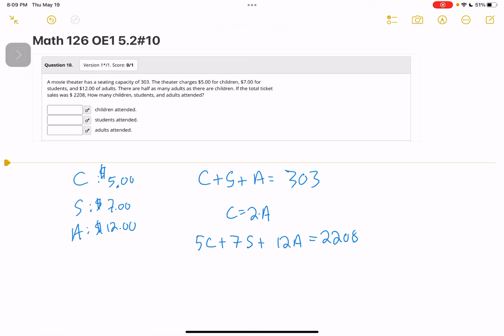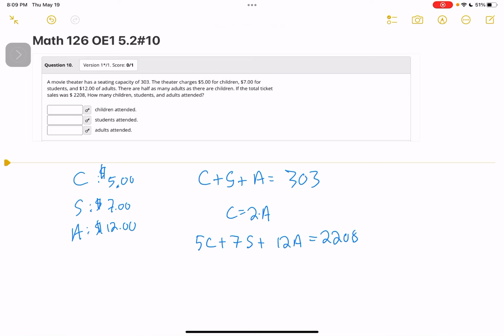So this gives us a system where C plus S plus A is 303. That's the number of children plus the number of students plus the number of adults is 303. And it says that there are half as many adults as children, so I took that in the other direction. I said children is twice as many as adults. And it gives the total revenue is $2,208.